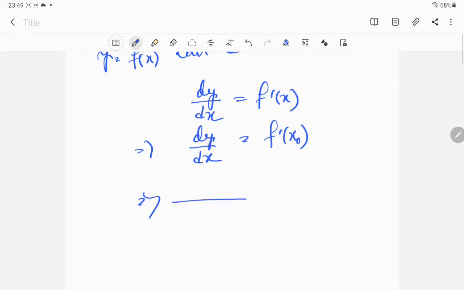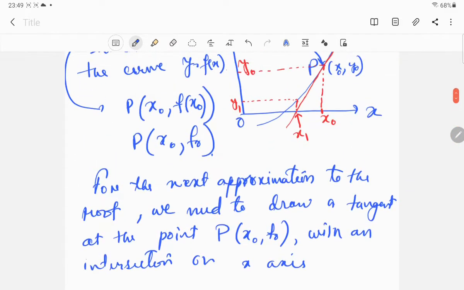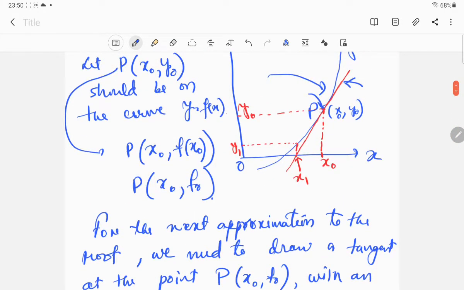Now dy means it's a difference between two y values. Similarly, dx means it's a difference between two x values. So at the point P, what is the y value? The y value is nothing but y naught, and y naught is nothing but f(x naught). At this point, x is nothing but x naught, and y is y naught, that means f(x naught).